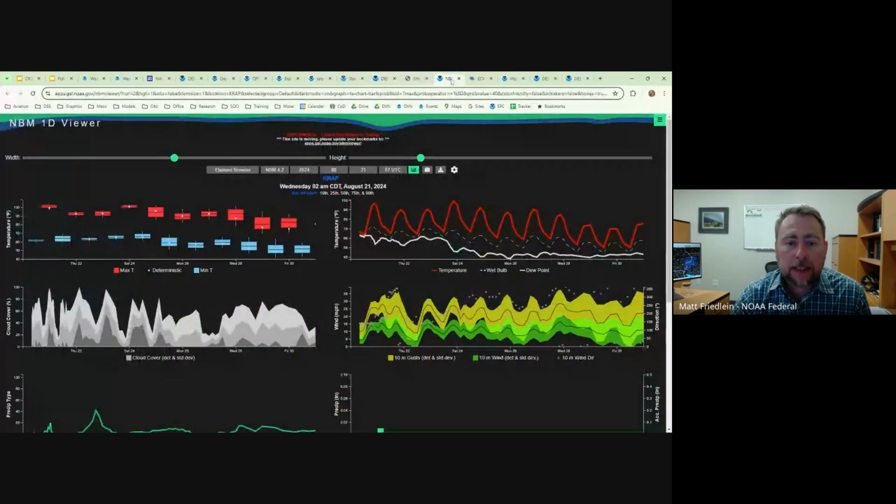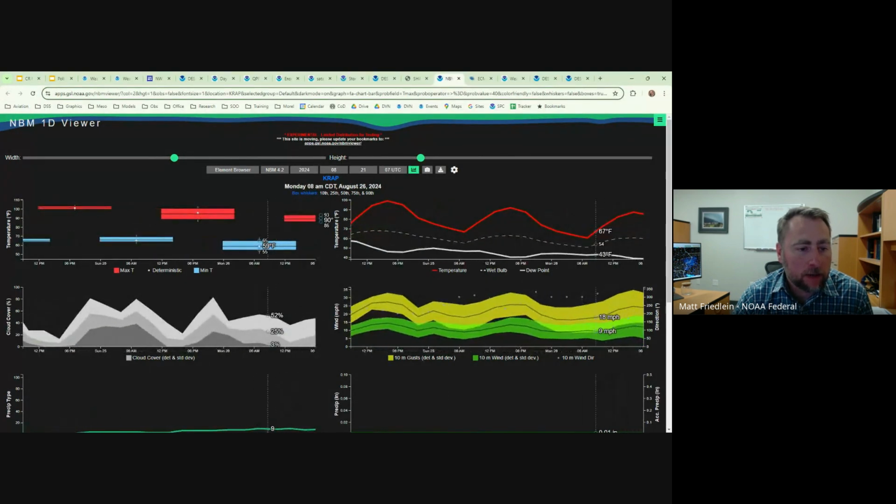Going to glance here at the 1D viewer. Now, this is available here. It's also available in the What's Up viewer. You can drill down to a location and look at the 1D viewer. Here's a look at Rapid City, and I'm going to zoom in on the temperature plot for Saturday and Sunday on the weekend.